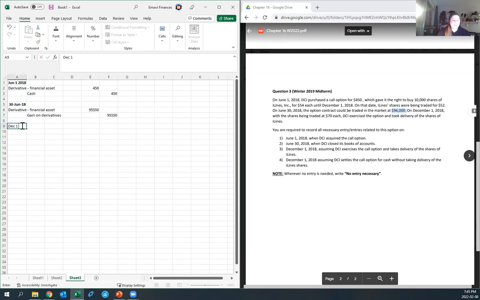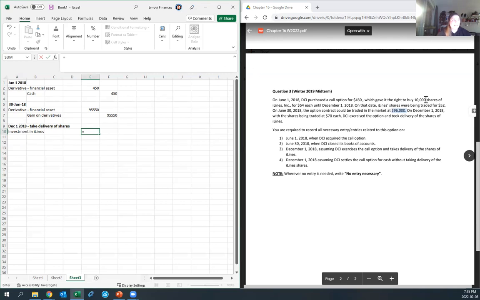On December 1st, 2018, they take delivery of shares. Now they're going to have to record an investment for the iLine shares. So the investment amount for iLines is going to be the number of shares times the market price.